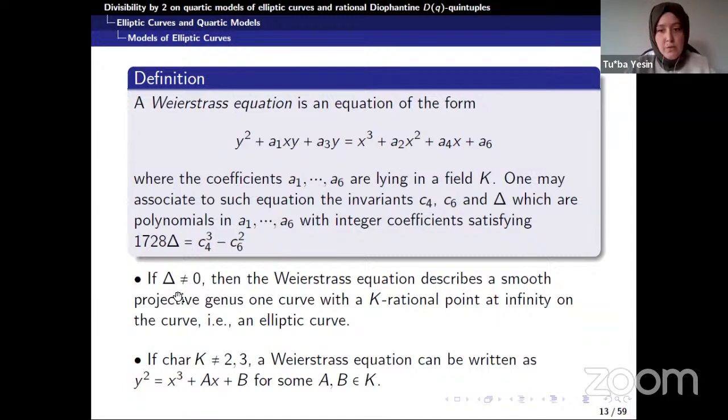So in this case, if the discriminant is non-zero, this equation will be an elliptic curve. Okay. And we know that if the characteristic of K is not 2, then the Weierstrass equation can be written in the short form, which is y squared equals x cubed plus ax plus b, where a and b come from K, our field. Okay. So this is the one model that we saw, an elliptic curve described by the Weierstrass equation.